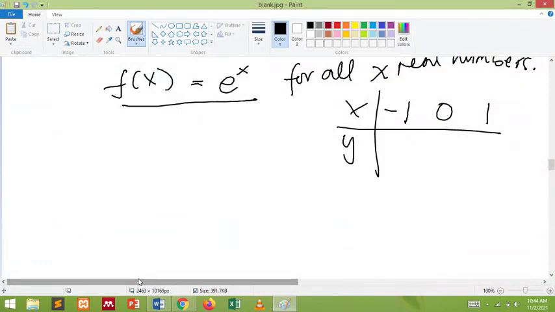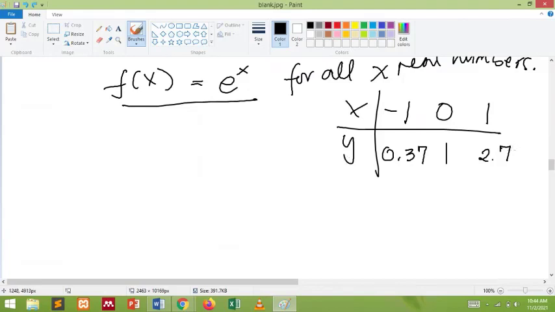So, natural e to the power of -1. Apparently, the answer is 0.3678. Let's just get the first two decimal places: 0.37. For 0, e to the power of 0 is 1. Again, any number to the power of 0 is equal to 1. And if it's to the power of 1, of course, itself. So 2.7, okay, 2.72 na lang.